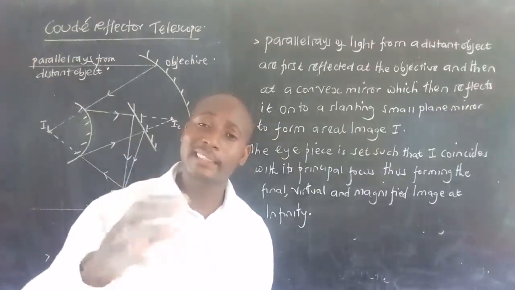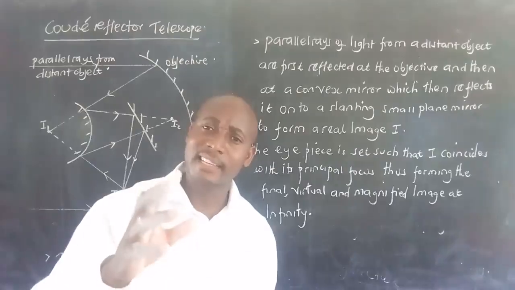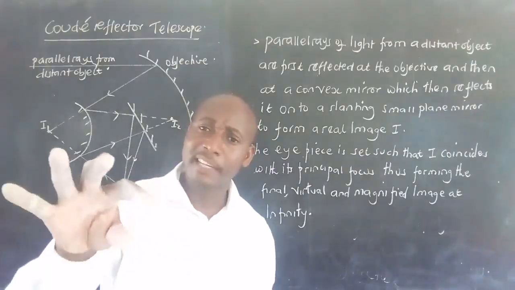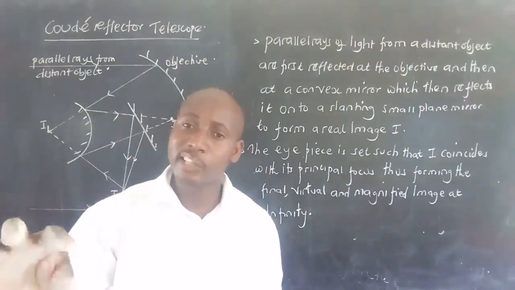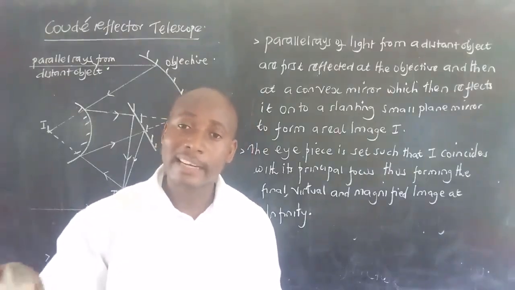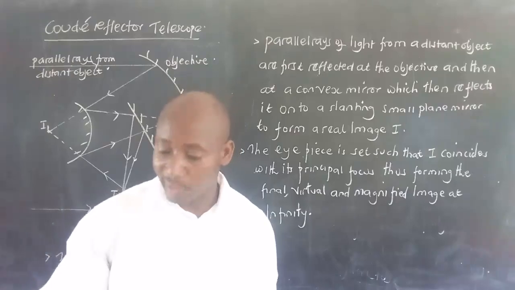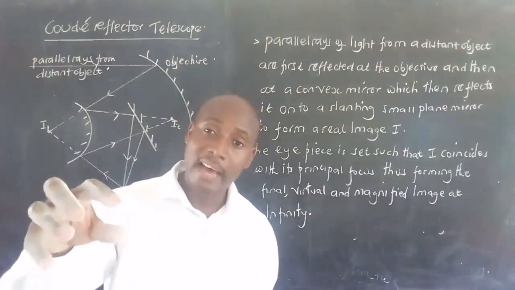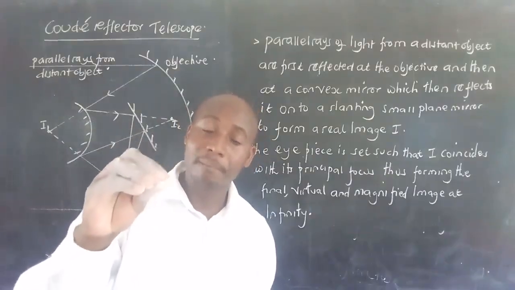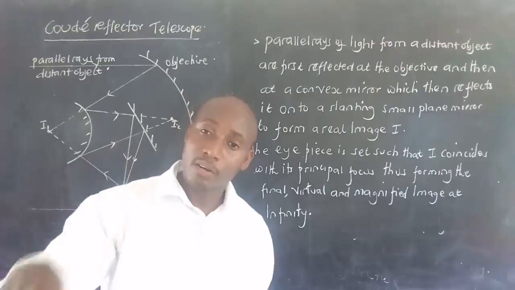When the white light is split into different colors, such that different colors are brought to different points along the principal axis, this leads to formation of colored images when they overlap. So here, since the objective is a concave mirror of longer focal length and of small aperture, we shall now say there is no chromatic aberration.